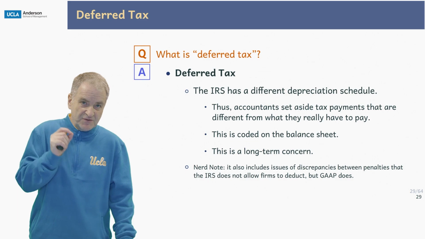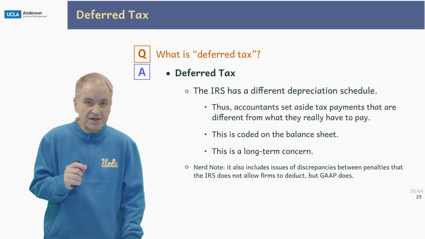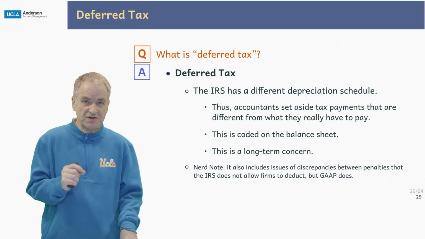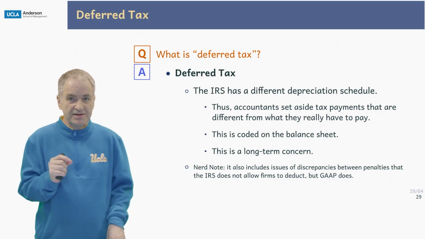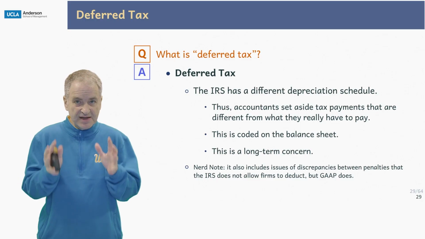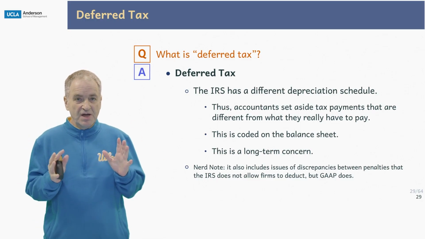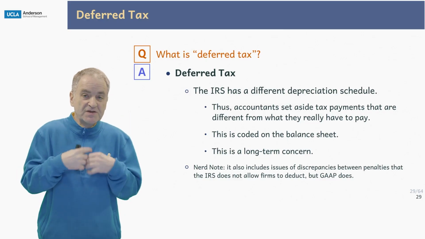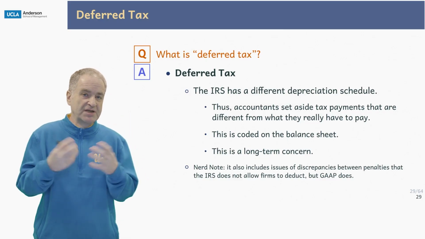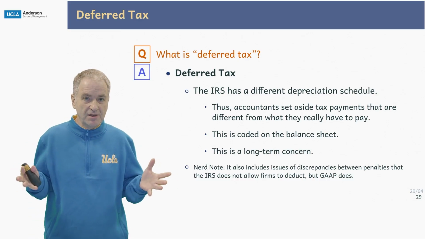So, deferred tax accounts for the fact that the IRS has a different depreciation schedule. What the accountants are doing is they set aside the tax payments that are different from what they really have to pay. So, I have one presumed depreciation, which is the real depreciation, how long it takes for the building to run down, how long I can drive the car.